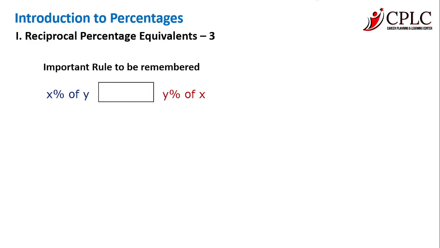Now, the simplest way to tackle this is to take some numbers. Let's take x as 10 and y as 100. So this side becomes 10% of 100, and this side becomes 100% of 10. When you solve that, 10% of 100 is 10, and 100% of 10 is also 10, so they are both equal. So x percent of y is equal to y percent of x. You'll have to remember that.